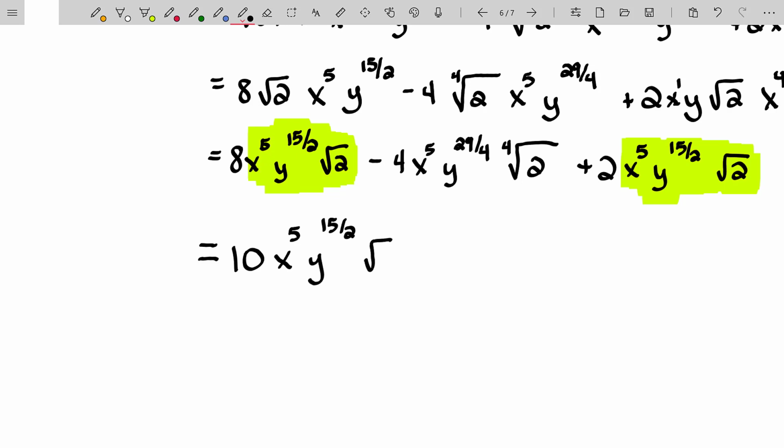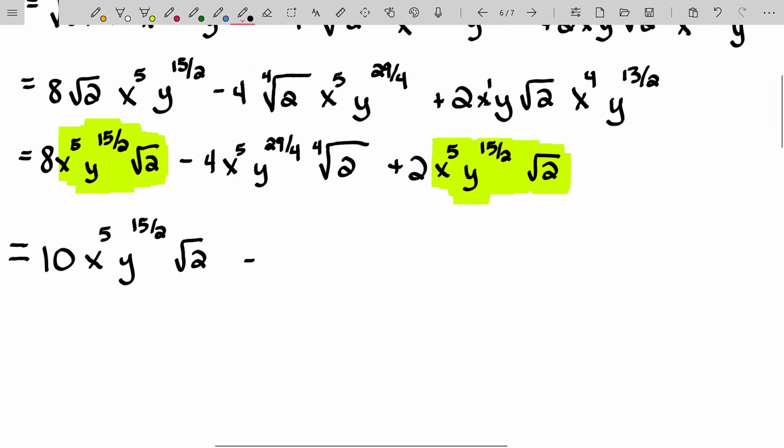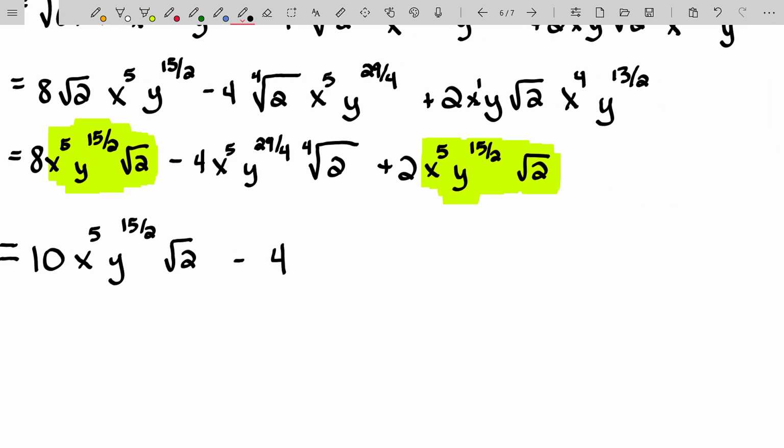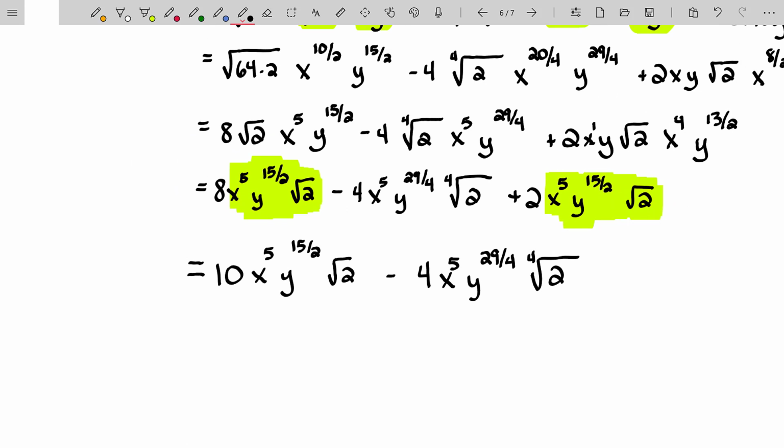And again, we have that root 2 hanging off the back. And the only thing that's left over is that little 4 times x to the fifth y to the 29 over 4, and then 4th root of 2. Those 2 terms will not combine at all because they're not identical. They both do have an x to the fifth, don't get me wrong, but the y's they don't have in common. Y to the 15 halves is not the same as y to the 29 fourths. So those 2 terms will not combine.